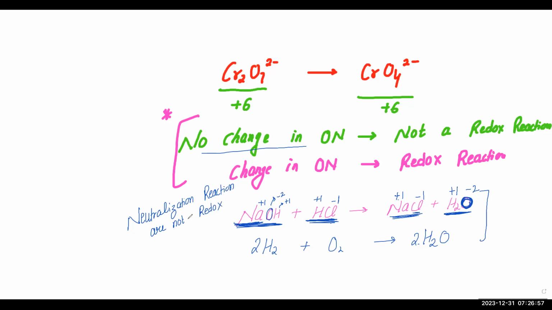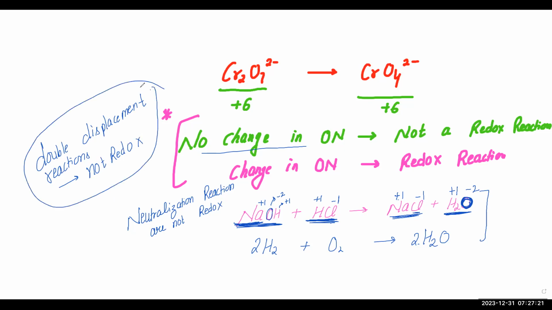Okay. Similarly, double displacement. Remember we did double displacement, precipitate formation, net ionic equation, double displacement reactions. They are also not redox. You can check, take any example of double displacement and you can check their oxidation numbers. There is no change in oxidation number. Okay, so please write down these two statements, including this one. Now check here, the second one. This one.